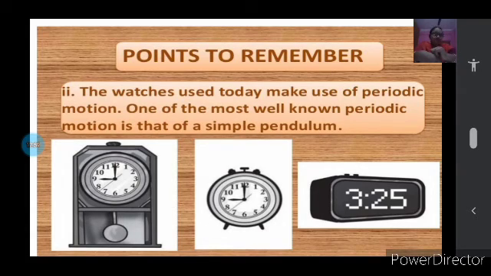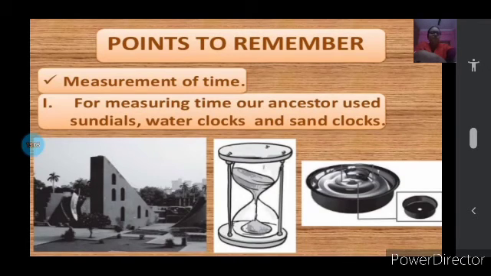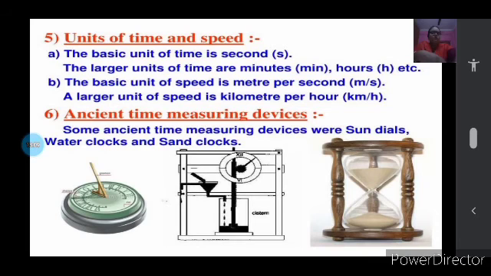So that led to the invention of the pendulum clock. When we talk about the pendulum, even these are the clocks earlier used by the people, sand clocks and all. Now, one more thing, the units of time and speed. Before learning about how the pendulum will oscillate, let us know the units of time and speed, children. The basic unit of time is seconds.